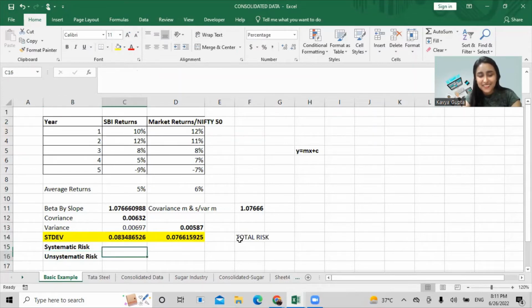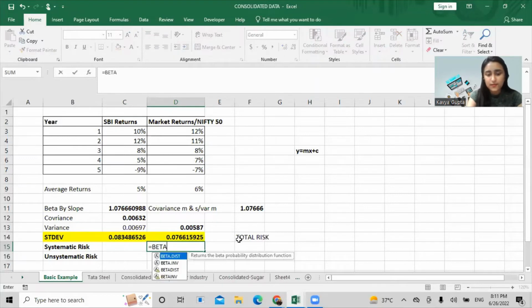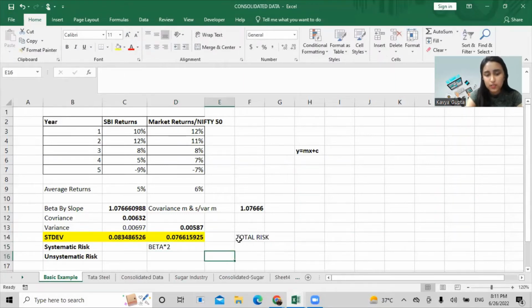We can calculate systematic risk, but for unsystematic, we just subtract it from total risk. Right. Can you recall the formula for systematic risk that I told you? That is beta square, and we multiply it with the variance of the market. Beta square, we can have it in the bracket. Okay, just writing here like that, so that beta square and market variance.